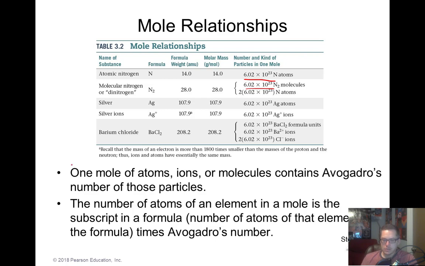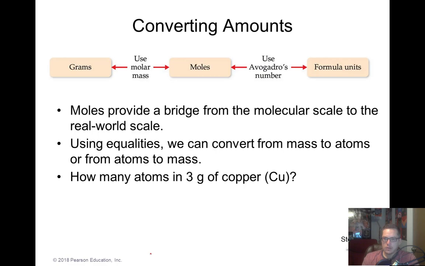Okay, so here's the big takeaways here. All right, 1 mole of atoms, ions, or molecules contains Avogadro's number of those particles. Okay, the number of atoms of an element in a mole is the subscript in a formula times Avogadro's number. Okay, so here is your roadmap, and we're going to build off of this as we go. So this idea of moles allows us to correlate mass and number of particles, or formula units. I like to call these FUs. Okay, FUs. It's pretty fun.